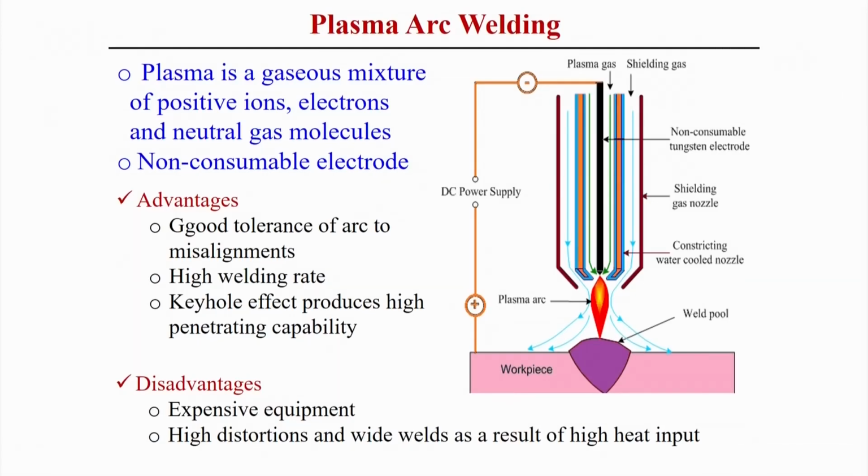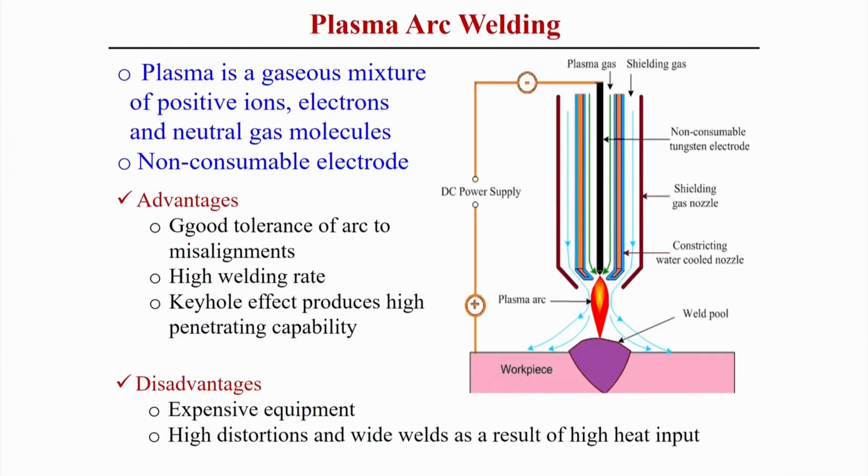So, that development has been done also in plasma arc welding processes. That is another advantage of this process. But in terms of the disadvantage, there is expensive equipment as compared to the other welding processes. Of course, expensive equipment is a relative term here; probably it is expensive as compared to the gas tungsten arc welding process. There is also high distortion and wide weld as a result of the high input.